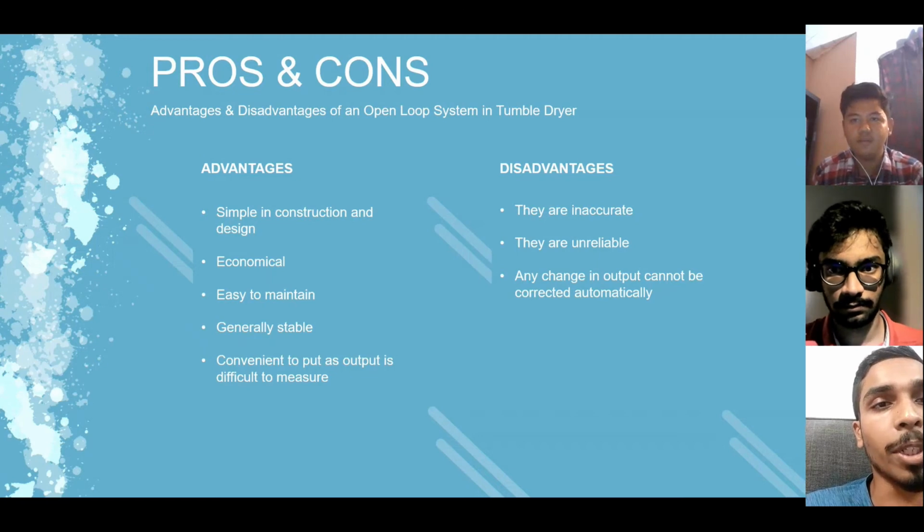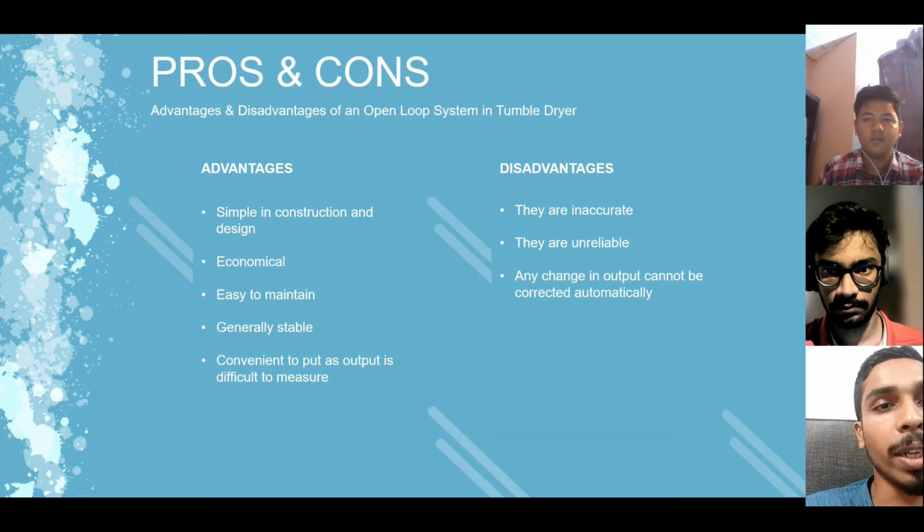Okay, now I've got to tell you about the disadvantages of the tumble dryer. First of all, they are inaccurate. Secondly, they are unreliable. Last but not least, any change in output cannot be corrected automatically.